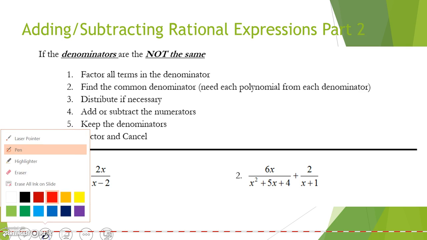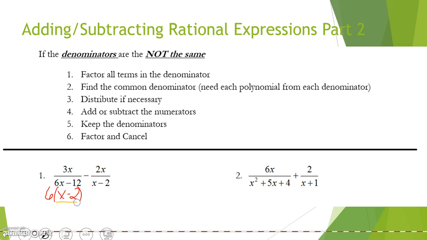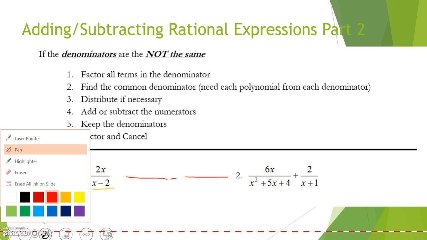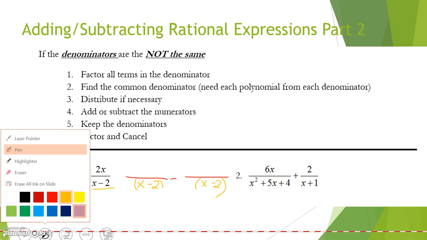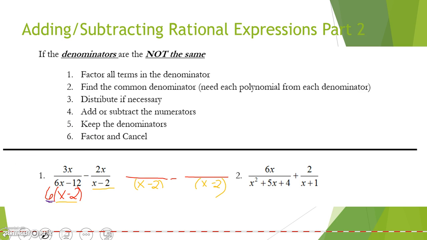And the reason we do that is because now they have something in common. They have the x minus 2 in common. So I'm going to set up my common denominator. I'm going to include that x minus 2 that they have in common already, and then you bring down any oddballs. So this 6 right here is an oddball. That also comes down.